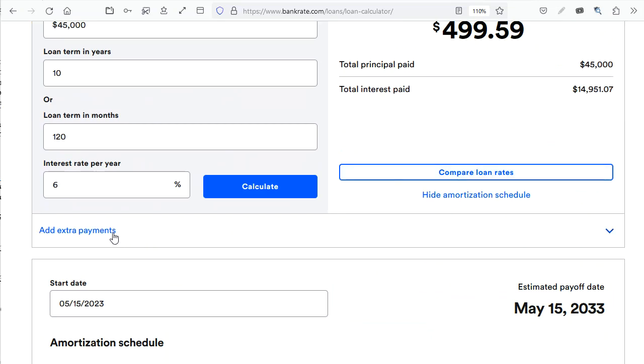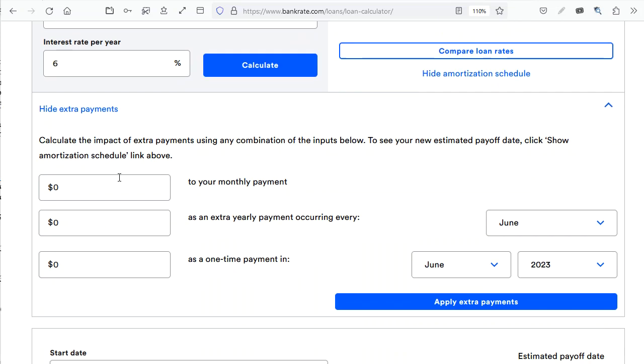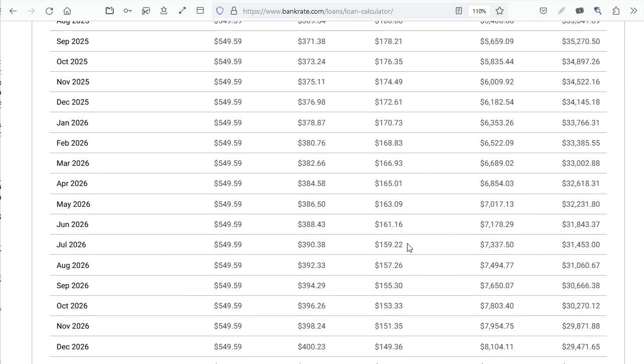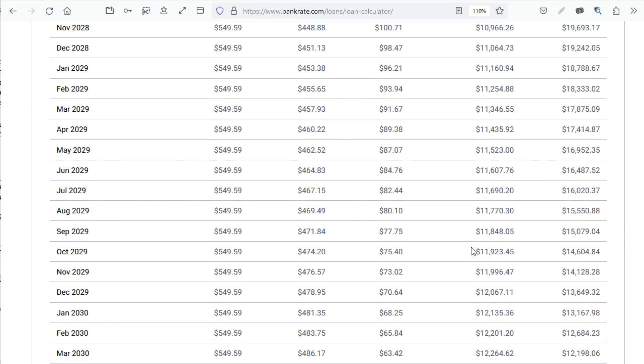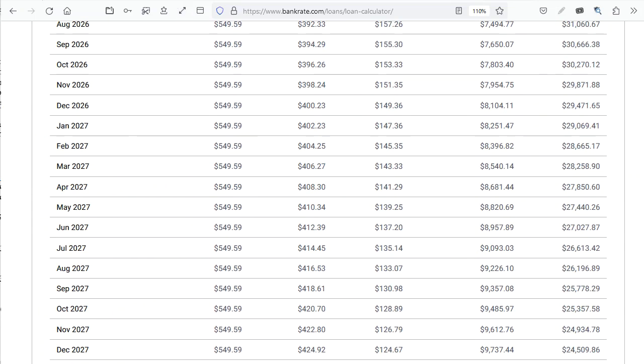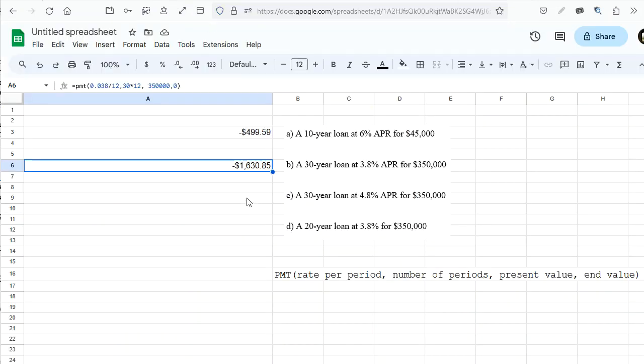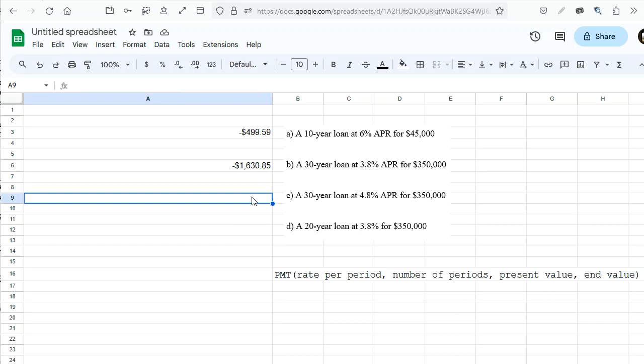All right, and you could do this here. Add an extra payment. Let's say I pay an extra $50 a month. Apply the extra payment, and then it shows you the result. Oh, it's not giving me the total interest here anymore. But anyway, you can do that kind of stuff. So that's another cool way to find the monthly payment. Let's just finish these two.